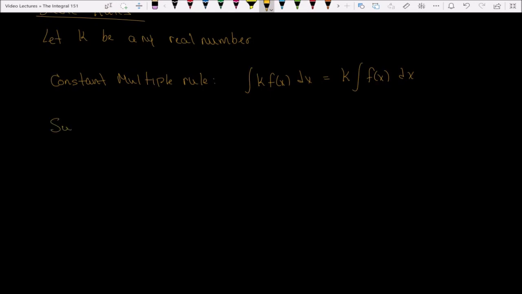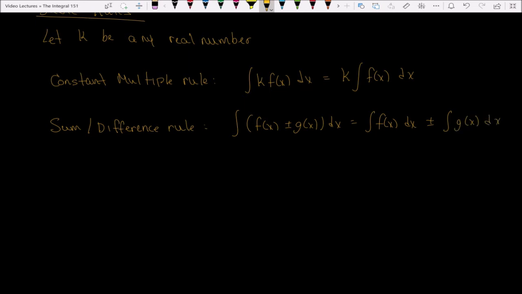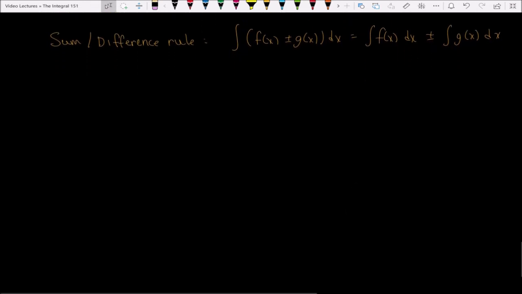And then we have the sum and difference rule, which says the antiderivative of f of x plus or minus g of x is the antiderivative of f of x plus or minus the antiderivative of g of x. These follow directly from their corresponding differentiation rules, the constant multiple rule for derivatives, as well as the sum difference rule for derivatives. Let's now take a look at some examples of antiderivatives.